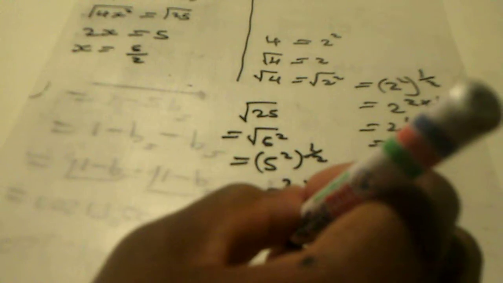So now I have 5 exponent 1, which is the same as 5. So if you understand all this, now you can understand how this is done. Thank you.